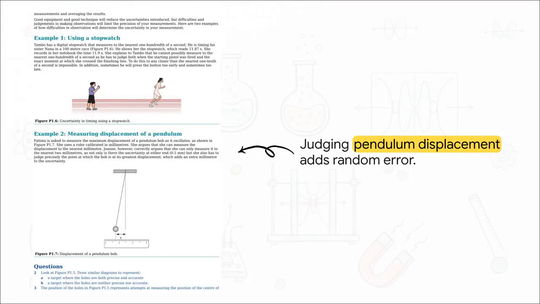Let's try to anchor these abstract errors to a concrete example, just to make it real. Imagine measuring the maximum displacement of a swinging pendulum bob. Even if your ruler is absolutely perfect, human observation adds a massive layer of random error.